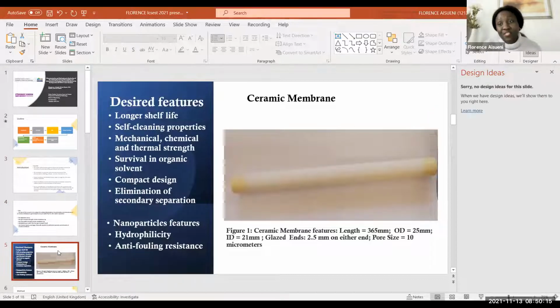This is what the ceramic membrane looks like, and this is actually a commercialized ceramic membrane. The desirable properties: it has a longer shelf life, self-cleaning properties, mechanical and thermal strength, and can survive in organic solvents. And if you use it, it eliminates secondary separation. These are the characteristic features of this particular ceramic membrane. The length, the outer diameter, and the inner diameter have all been measured.